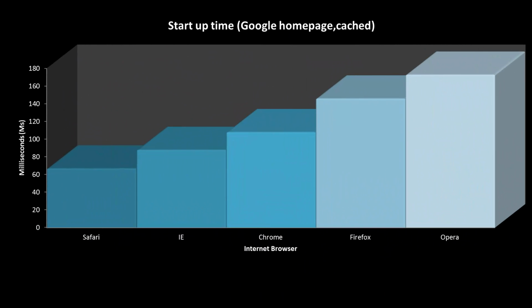Startup time cached is basically the time for each of these browsers to start up, having been open before. Safari is the fastest with 67 milliseconds startup time, and Opera is the slowest with 1.68 seconds startup time.